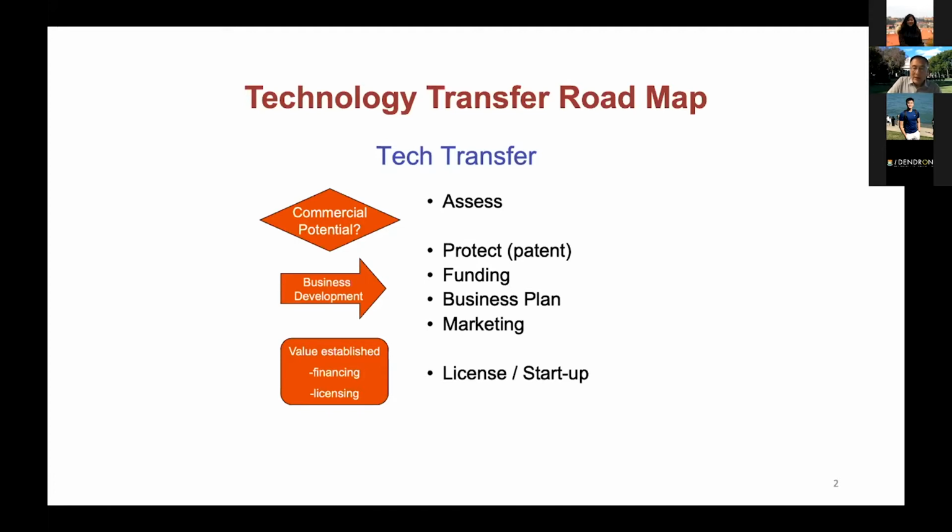And after you finish all those four stages, you also need to do value proposition studies from financing and also licensing perspectives. That means the technology transfer office has to decide whether it is going to be preferred by a licensee or by funding a startup company.